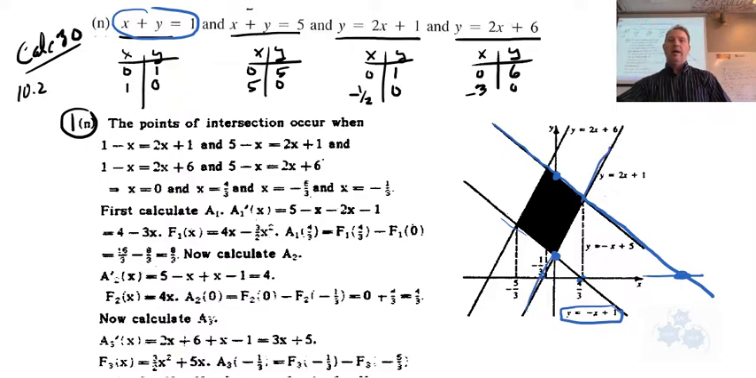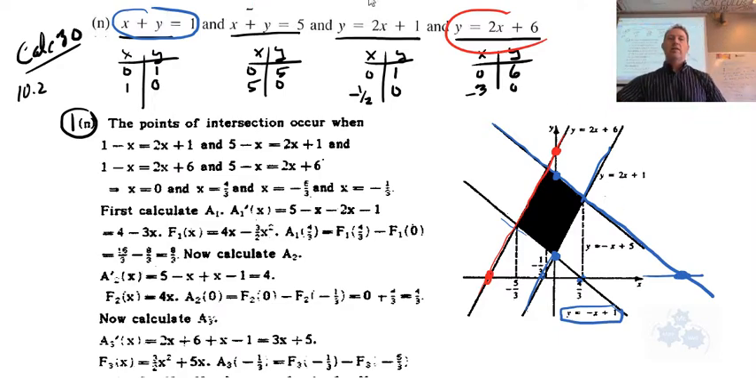And then the 2x plus 6. I'll do my colors. 2x plus 6 there. That's 0, 6 right here, this one. And then negative 3, 0 right there. So that's this line to the left. So you've got your 4 lines sketched out and graphed.